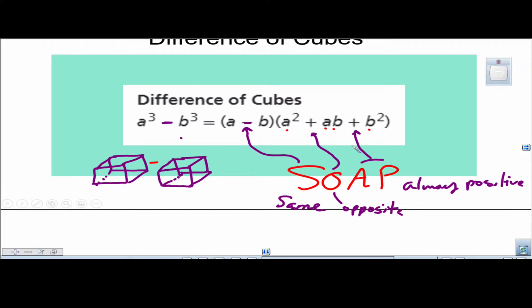So that's what we use soap for, difference of cubes, because we actually have another one which is sum of cubes. Like this guy's going to be plus here. So how do you know the difference? Well, you use the SOAP. Use the SOAP is going to help you a lot. SOAP: same, opposite, always positive helps us to remember sum and difference of cubes. Same, opposite, always positive. Helps me remember the signs. So let's take a look.